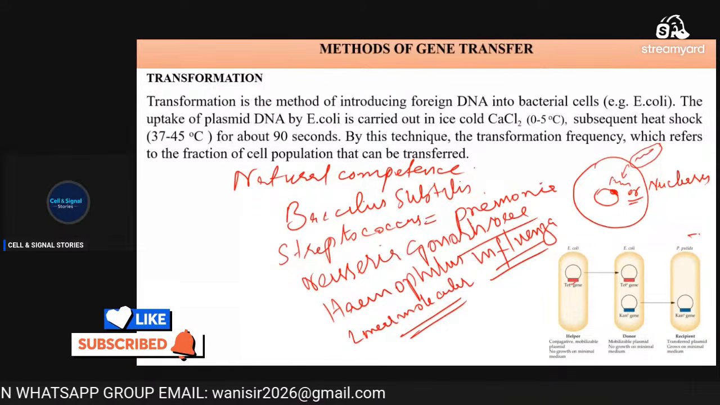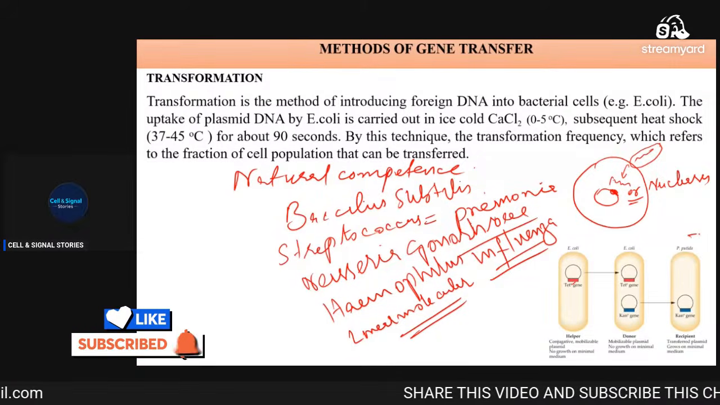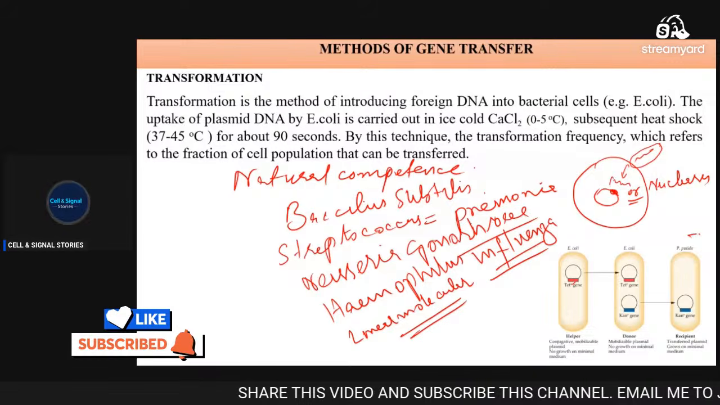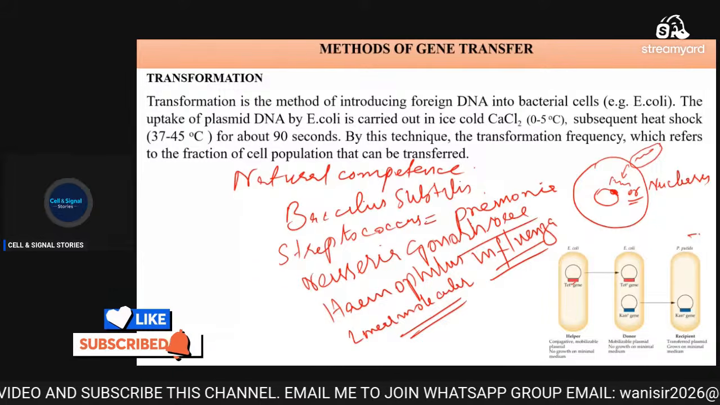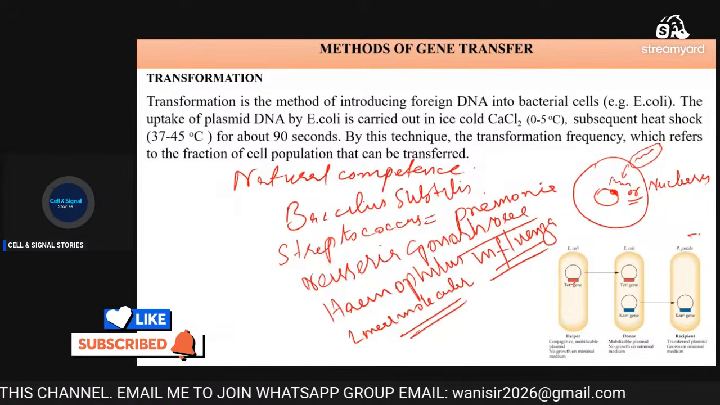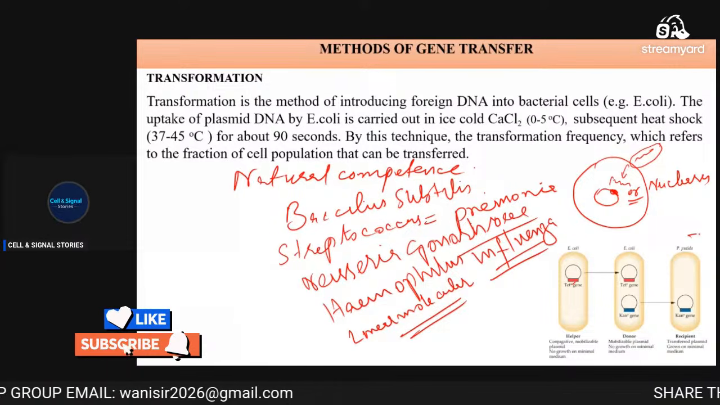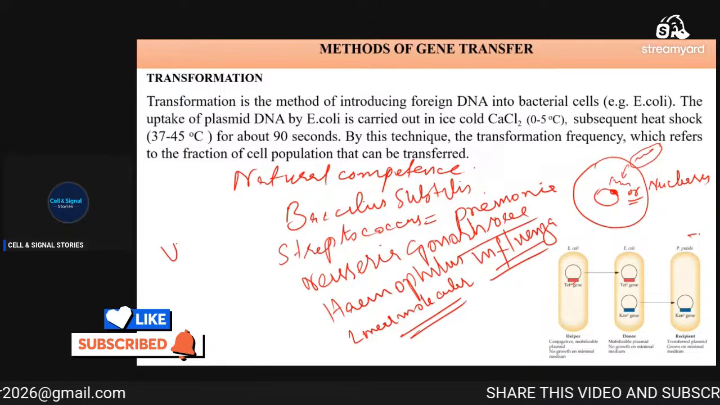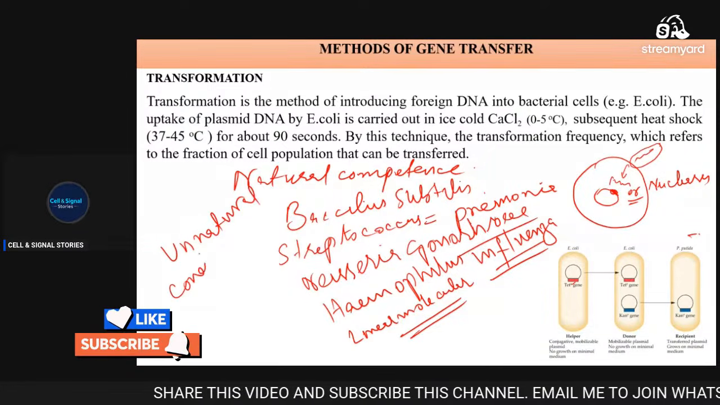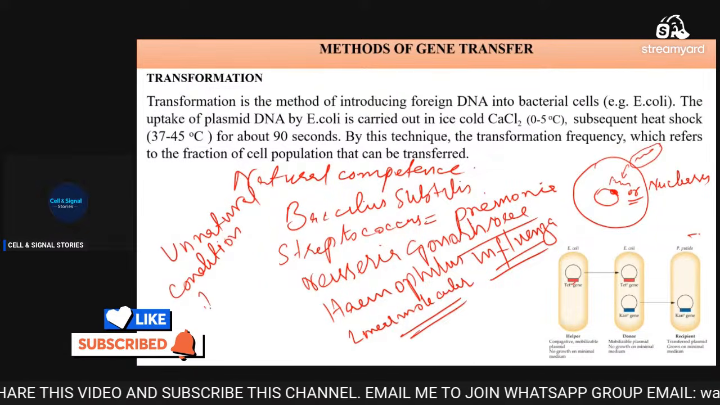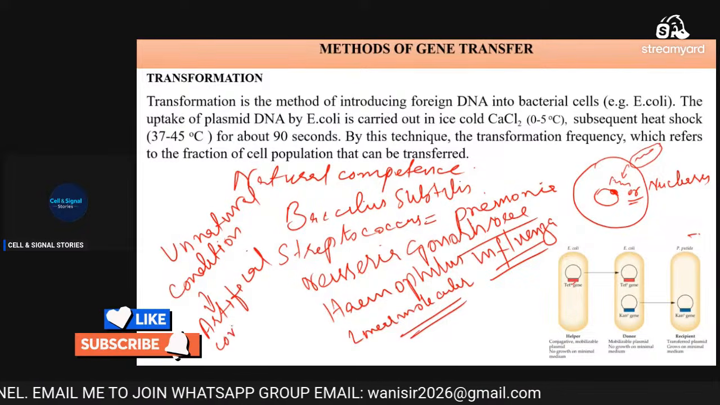Artificial competence is not coded by the genes of the bacterial cell. It is a laboratory procedure in which the cells are passively made permeable to DNA using unnatural conditions. Now there is a question: if we have a circular plasmid, how will it enter the bacterial cell? For that, we go for artificial competence, and we perform this by using unnatural conditions.